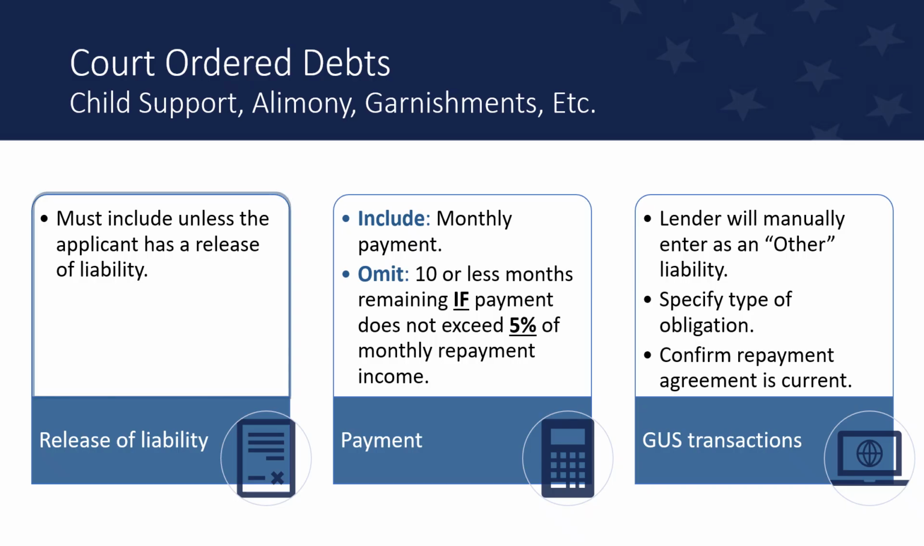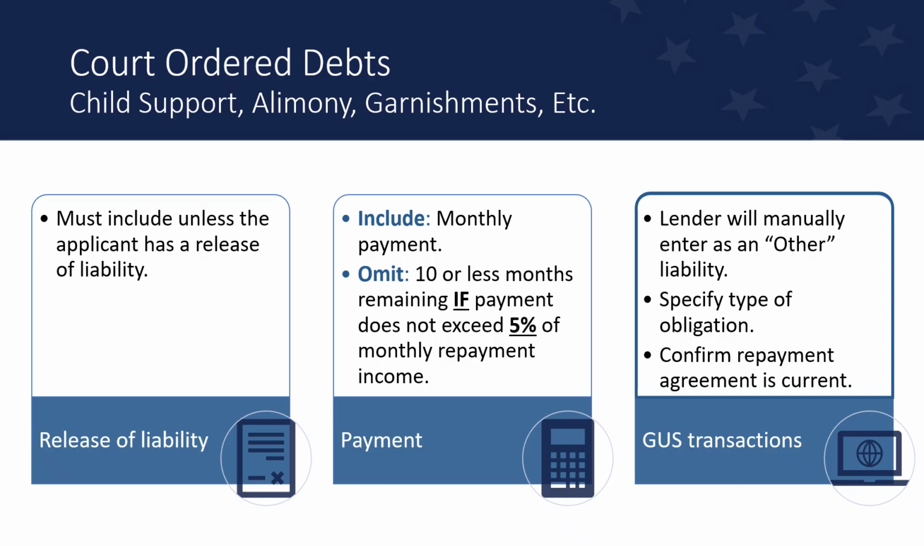Court-ordered debts must have the payment included in the total debt ratio unless the applicant has a release of liability from the court or creditor and acceptable evidence is documented. Lenders will utilize select pages from the applicable agreement or court order to document the required monthly payment due and the duration of the debt. Court-ordered debts with 10 or less payments remaining may be excluded if the payment does not exceed 5% of the monthly repayment income. For GUS transactions, the lender will manually enter the obligation as a monthly liability.